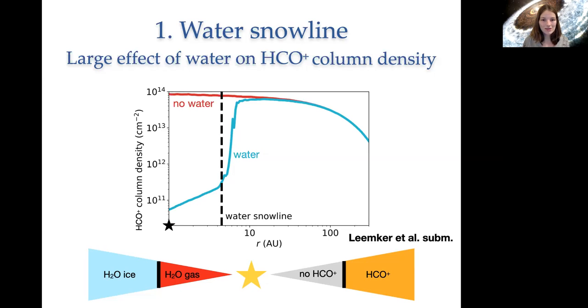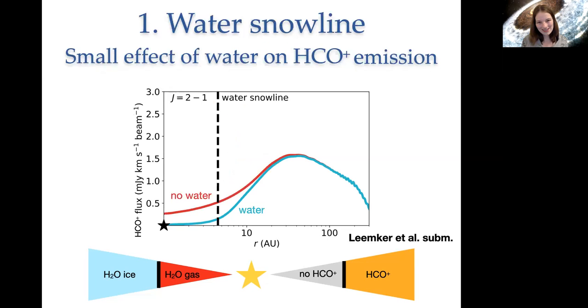But I'm also showing you now a model where I excluded water from the network. So there's nothing to destroy HCO+, or at least no water. So HCO+ can exist everywhere in your disk. And that's also what you can see if you look at column density, it just keeps increasing towards the star. So we have a very large effect of water on the HCO+ column density. But if you look at the emission, the effect all of a sudden is very small. So something is causing a lack of HCO+ emission in the inner part of the disk, regardless of whether or not you have a snowline.